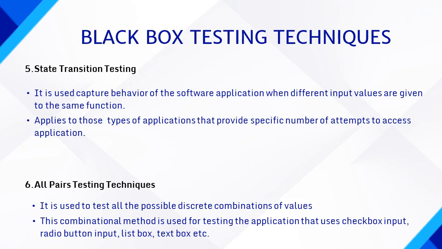The sixth technique is all pairs testing. In this method, testers check all possible combinations of input values. This is especially useful for applications that use checkboxes, radio buttons, list boxes, text boxes, and similar input types. By testing all combinations, we can ensure the software works correctly for every scenario.